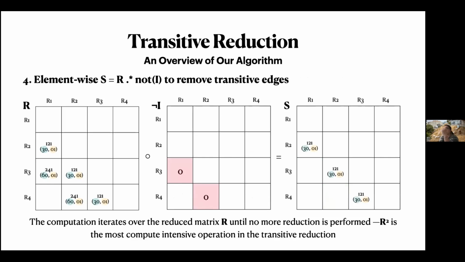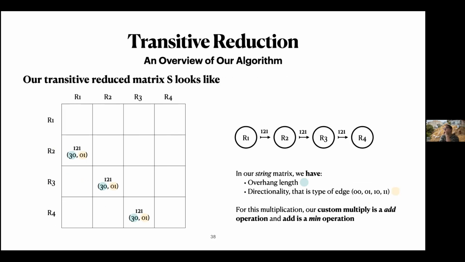In practice, this operation is repeated multiple times, in order to find the 3- and 4-hop neighbors, until we don't have any more reduction. So the number of non-zeros is unchanged between S and R. And R squared, the squaring of the matrix, is the most compute intensive operation, because many of the other operations, for example this one, are element-wise, so they don't require communication. Okay, so this is basically what we obtain in the end.